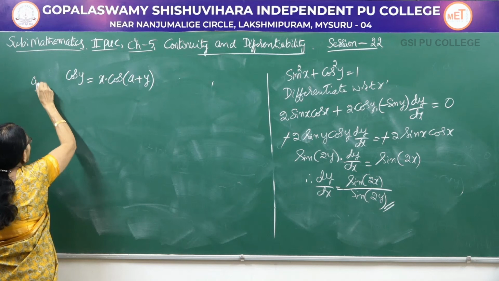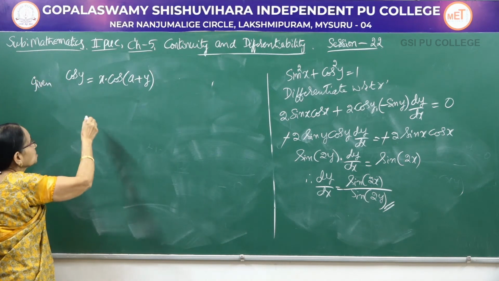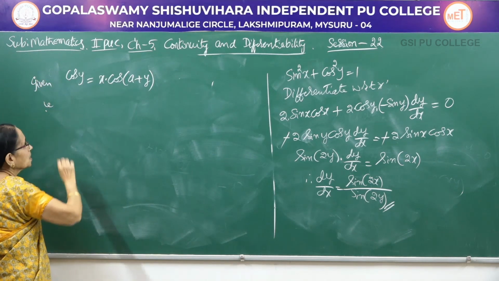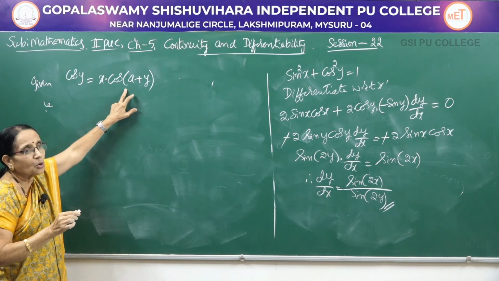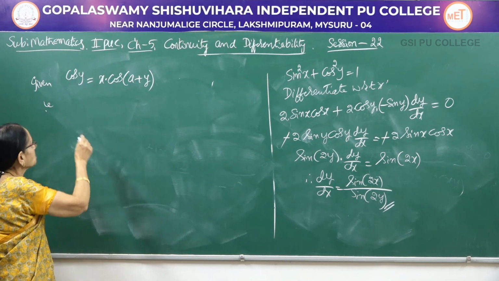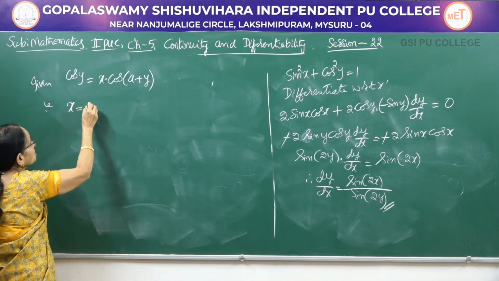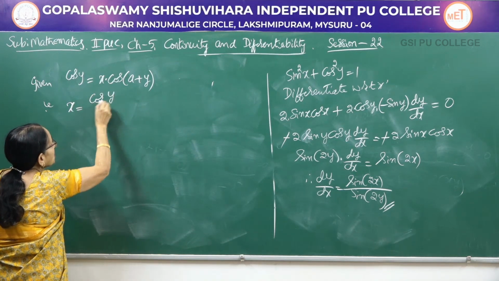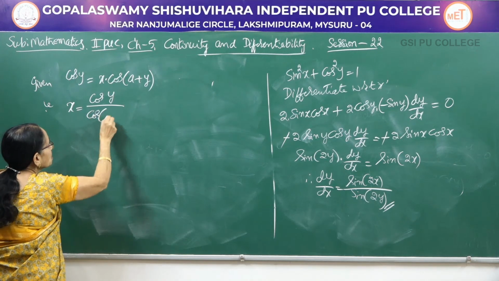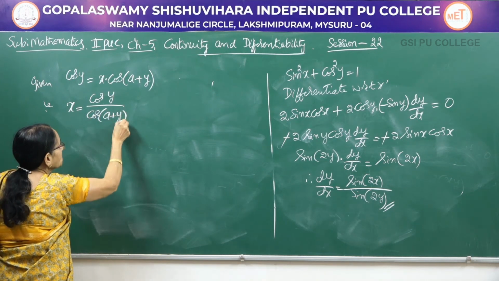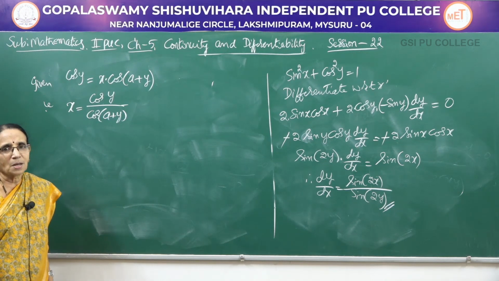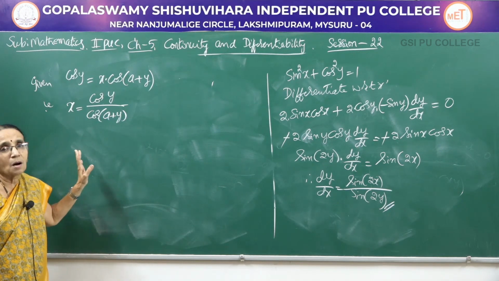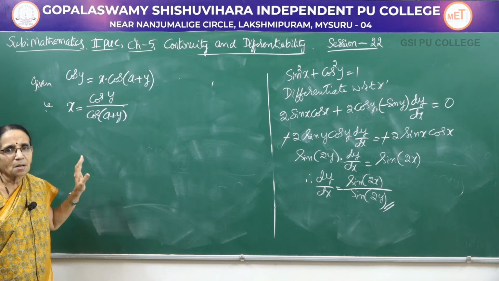So write like this, given x y. Now what I do is, I write it in the form of a quotient, where this goes to the denominator position, that is x is equal to cos y divided by cos of a plus y. Observe here, we got a quotient, isn't it?